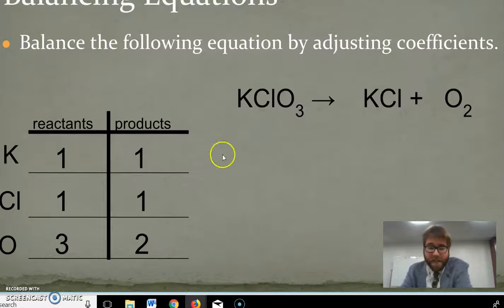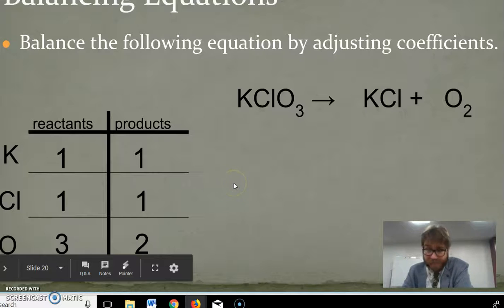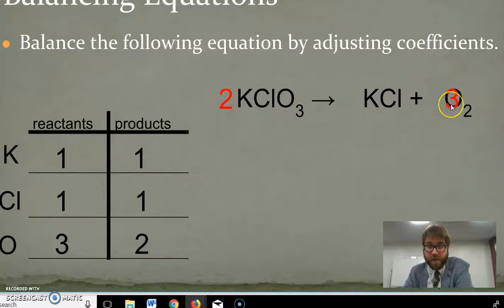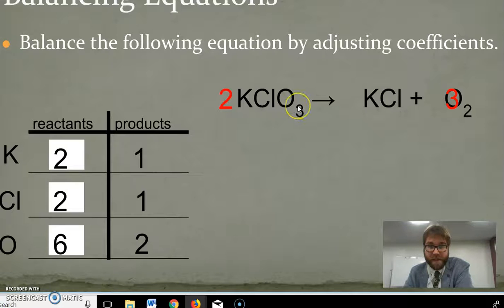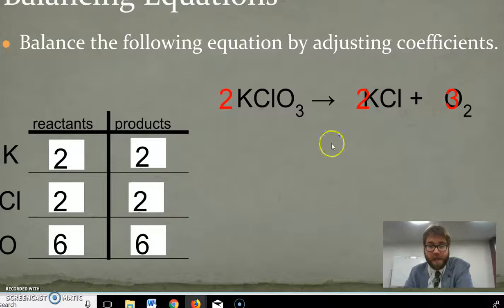So, to make both sides equal 6, I'm going to have to add a 2 here and a 3 here. All right, my 3 moved a little bit. That 3 should be here. And that makes 2 potassiums now, 2 chlorines, and 6 oxygens. And on this side, we now have 6 oxygens. But look, now our potassium and chlorine are off. So if we put a 2 right here, that would make them all equal.